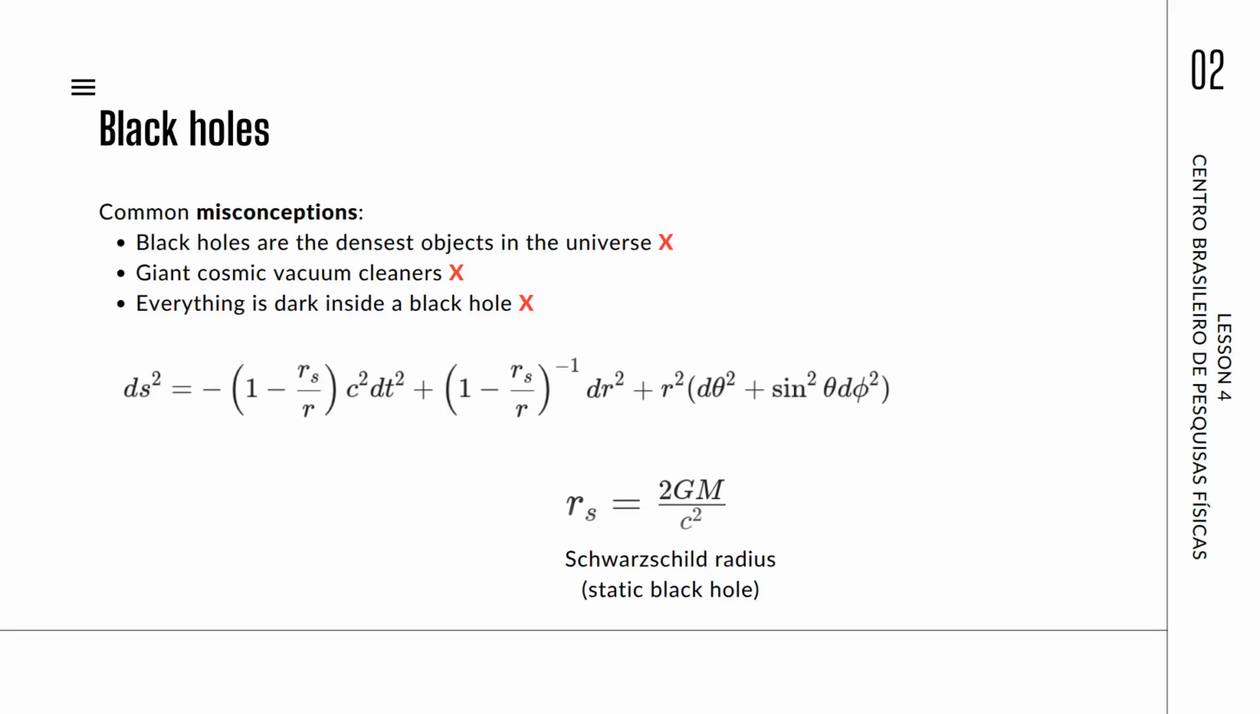Static means that the black hole is not rotating. It has no electrical charge, and it's not rotating. So this is the solution. You see that the radius of the black hole grows linearly with the mass.